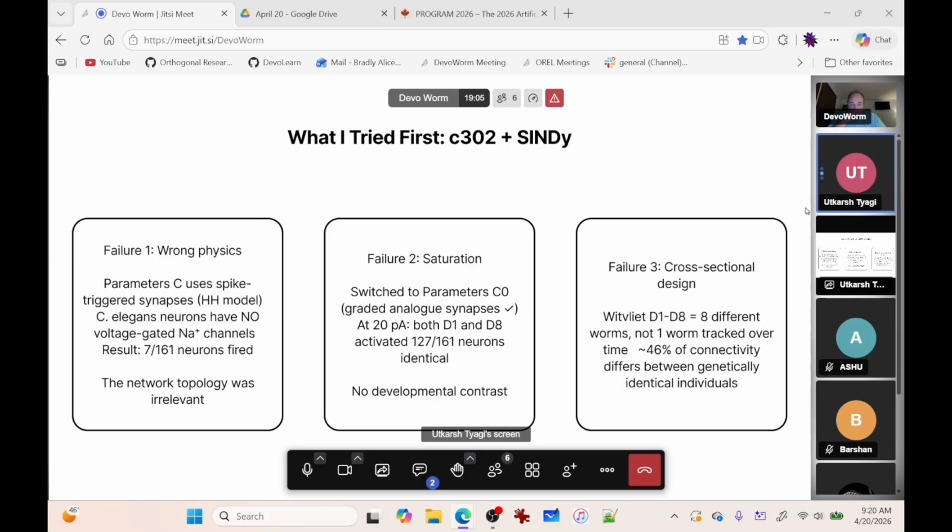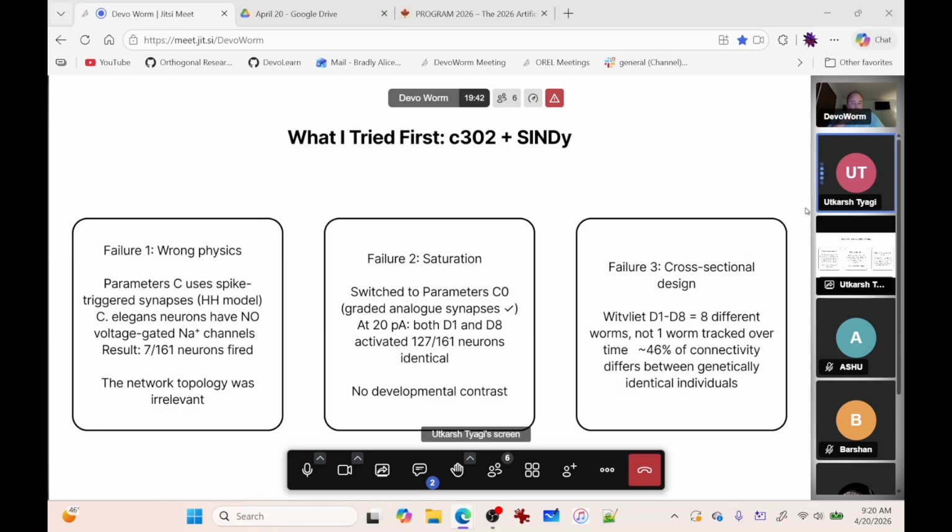First, the C. elegans neurons do not generate action potentials because they lack voltage-gated sodium channels. So I fixed that by switching to parameter C0, but then I hit the saturation problem because T1 and T8 stages both had the identical neurons activating at 20 picoampere, like the L1 larval network and the adult network activated identically. So I found a sensitivity window at 2 picoampere where T1 activated 70 neurons and T8 activated 1 single.